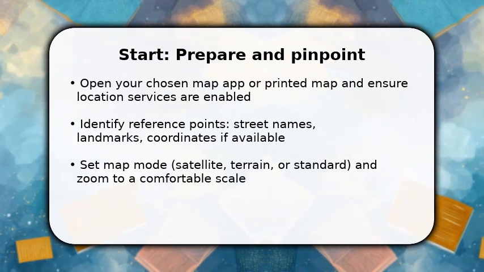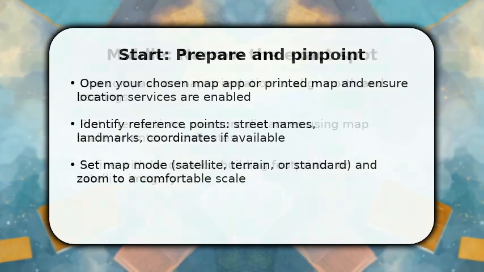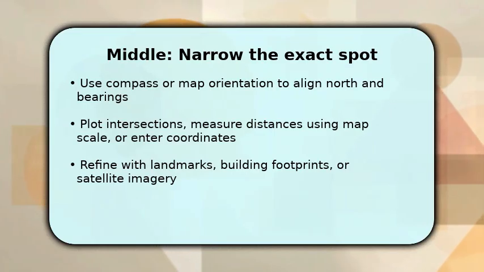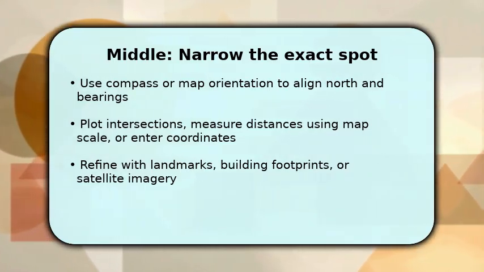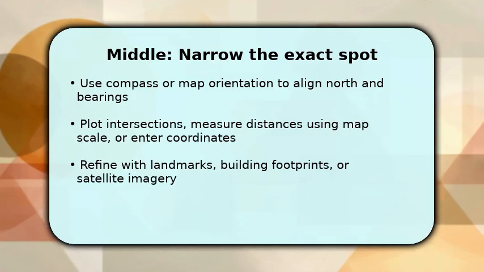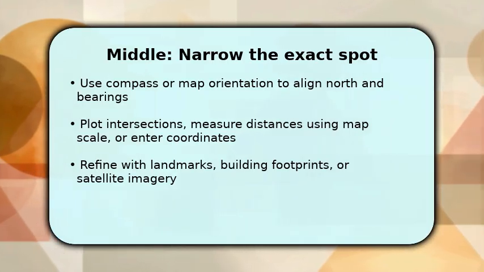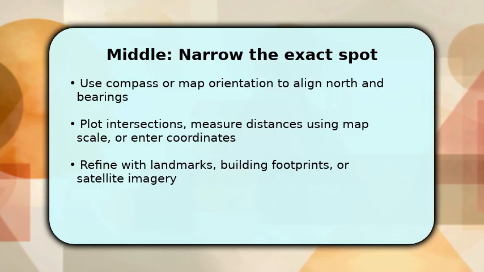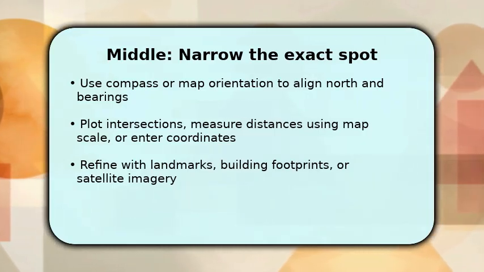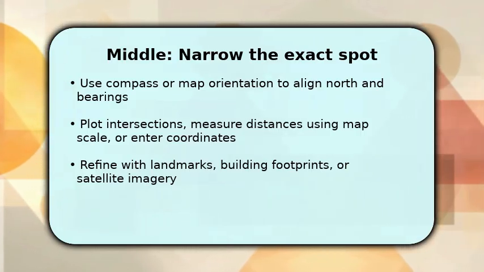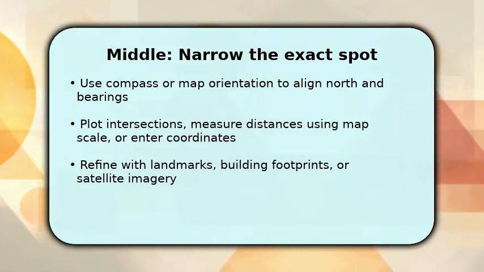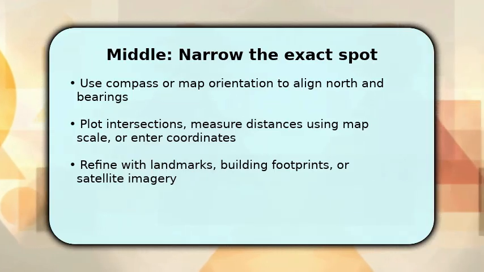Now narrow the location by aligning orientation and measuring. Use the compass or rotate the map so north matches the real world. That makes bearings reliable. If you have an intersection or address, place a pin there and check distances using the map scale, count blocks, or use the measurement tool. Enter precise coordinates if available. Otherwise, fine-tune with satellite imagery and visible building shapes. Make small adjustments until the pin consistently matches the physical landmark or address you identified earlier.